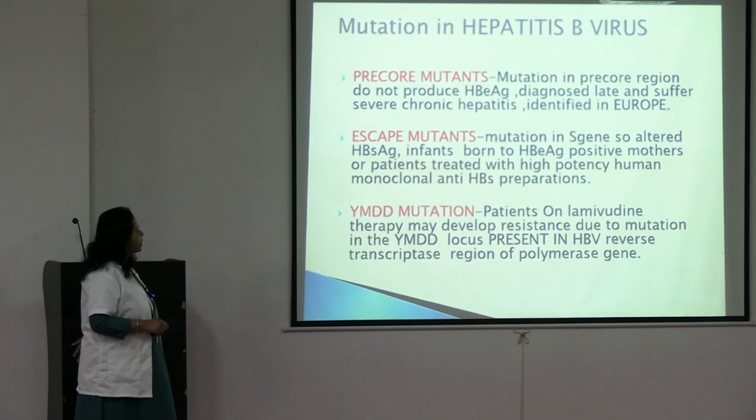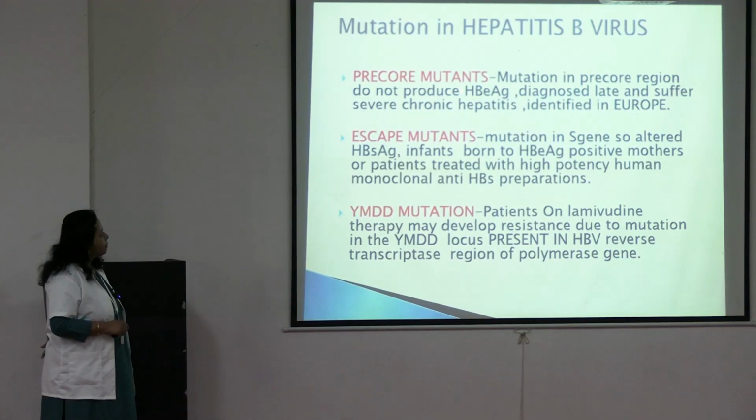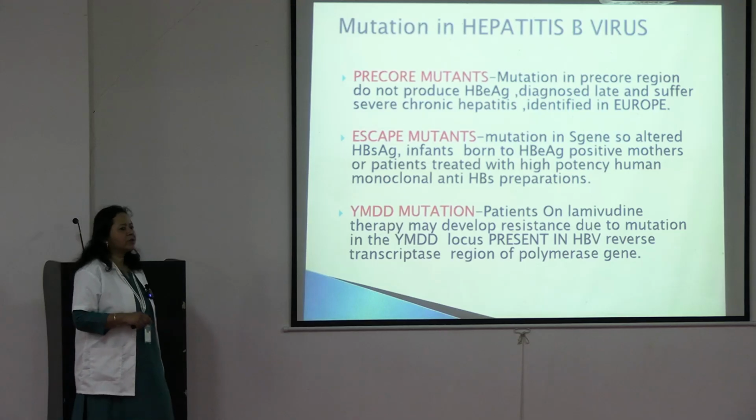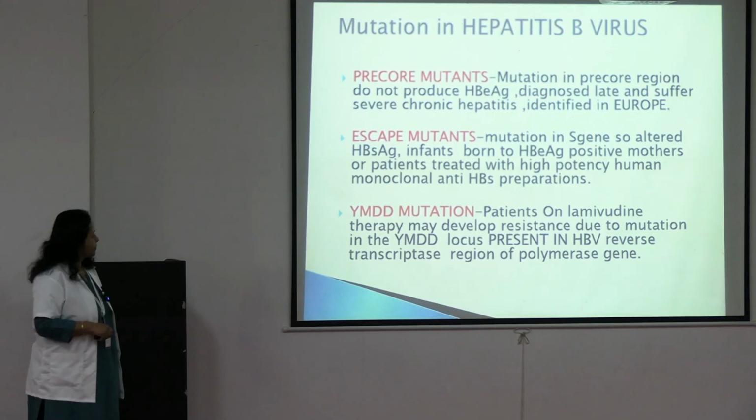Diagnosed late and suffer severe chronic hepatitis, identified in Europe. We don't get these mutants in India, but you need to know. So what is this? There is mutation in the HBeAg pre-core region, and it is diagnosed late. So these patients usually suffer, but we diagnose them late. As we are diagnosing it late, they turn into chronic infections.